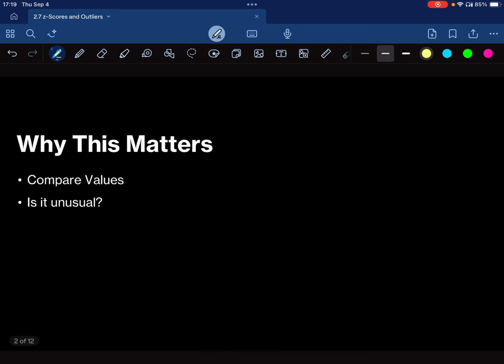The question, why this matters? Well, if we're trying to compare values, specifically if I have points in different data sets that aren't really particularly similar, I can use z-scores to compare those data points, even if, again, the data that they come from is very different. The other question that we tend to ask in research is, is this data unusual? And that's where the word outlier comes in. If the data is unusual for the rest of the data that it's around, we'll call it an outlier.